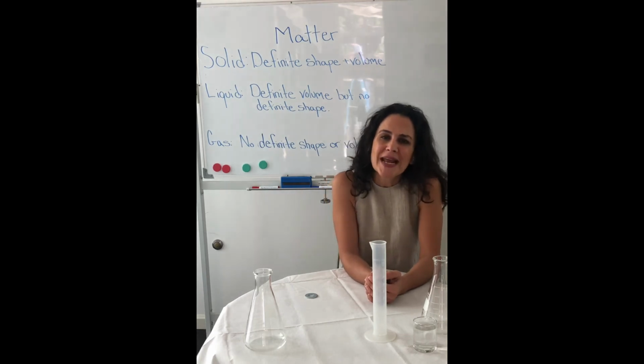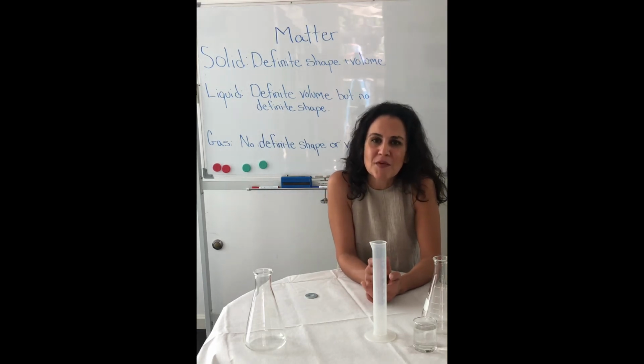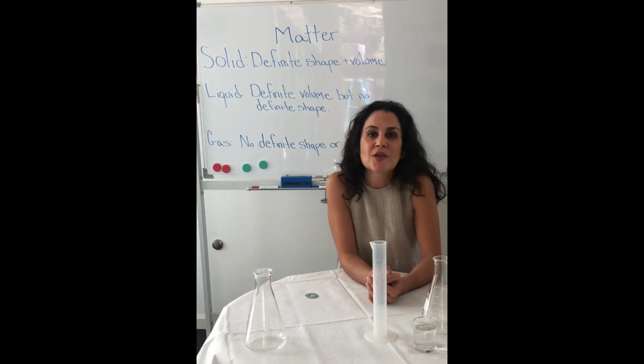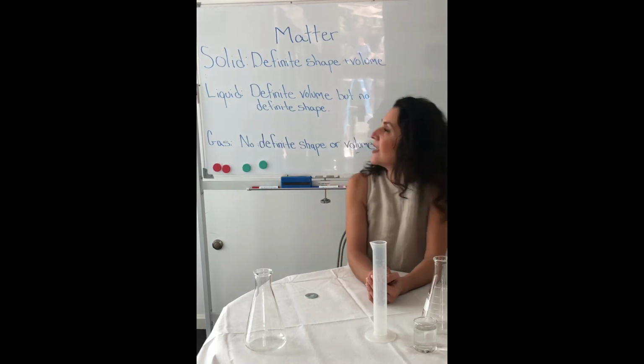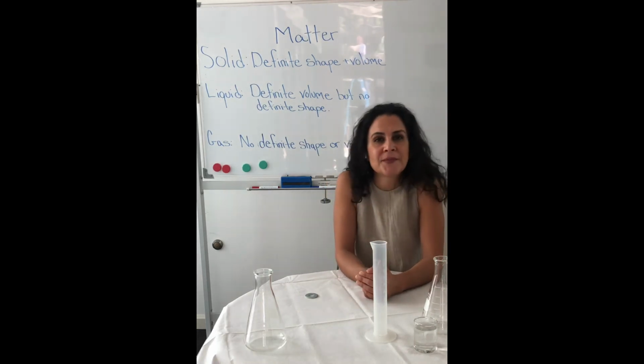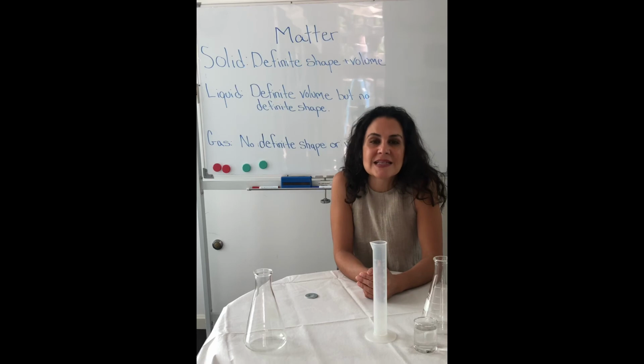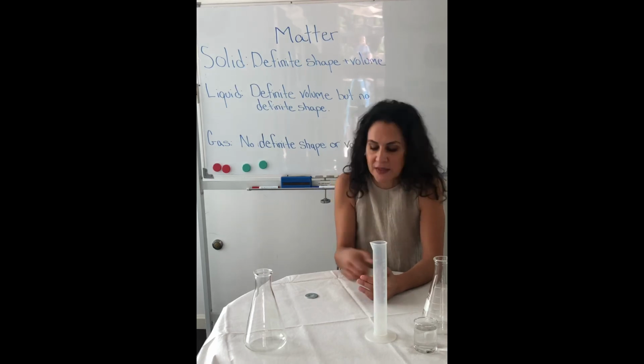Let's think about what else matter could be. But before we do that, we're going to talk about the three states of matter. Matter can be either a solid, it can be a liquid, or it can be a gas. I have the definitions behind me. A solid has a definite volume and a definite shape.